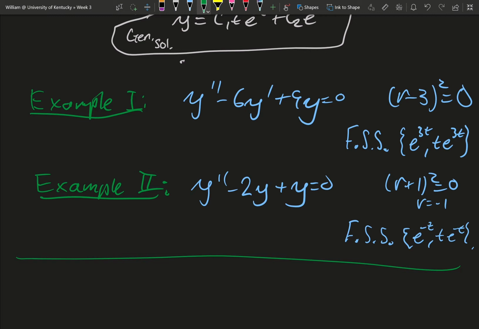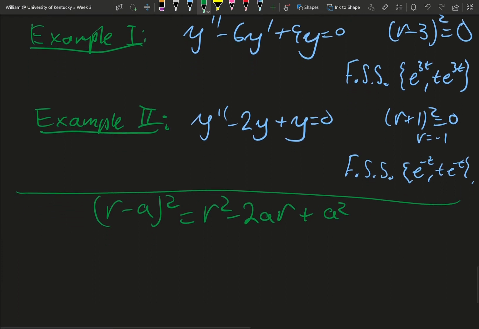So let's see, if we have a root like this, so if we have r minus, and let's say our root is a, let's work backwards. We're going to get r squared minus 2ar plus a squared as our characteristic polynomial. And so if we look at the differential equation, y double prime minus 2a y prime plus a squared y equals 0.